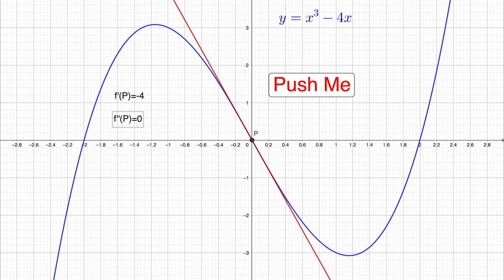Finally, I want to draw your attention to what is happening at x equals 0. Before x equals 0, the second derivative is negative. After x equals 0, the second derivative is positive. This means at x equals 0, the second derivative must also be 0. We call points like this inflection points.